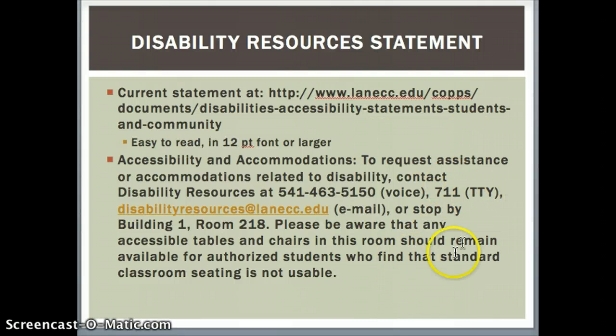And this is a copy of the current requirements for the Disability Resources Statement. And again, this is just the one that we have at this time, but it could change in the future.